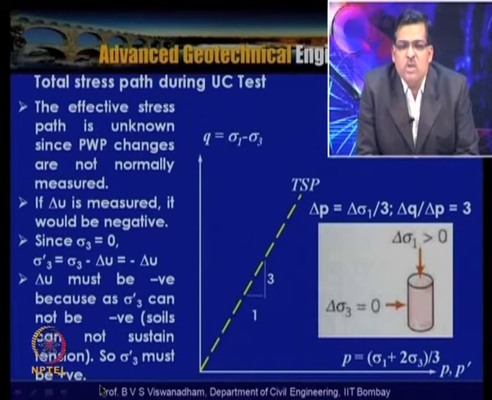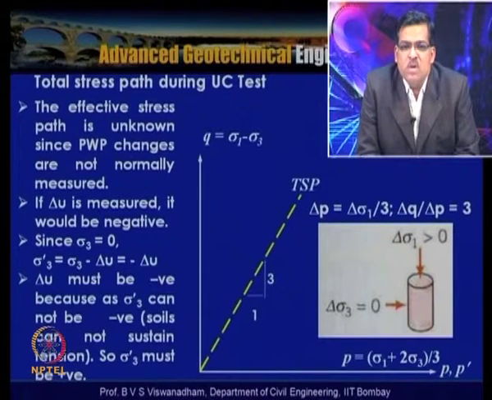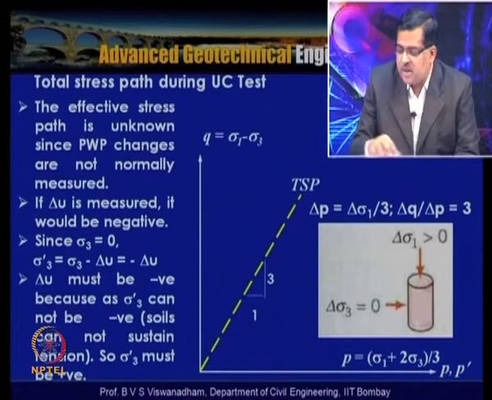So the effective stress path is unknown in the unconfined compressive strength test, because the pore water pressure changes are not normally measured. If delta u is measured, it would be negative since sigma 3 is equal to 0, and this delta u must be negative because sigma dash 3 cannot be negative, as soils cannot sustain tension. So sigma dash 3 must be positive. If at all you measure the pore water pressure during the unconfined compressive strength test, it will be negative.